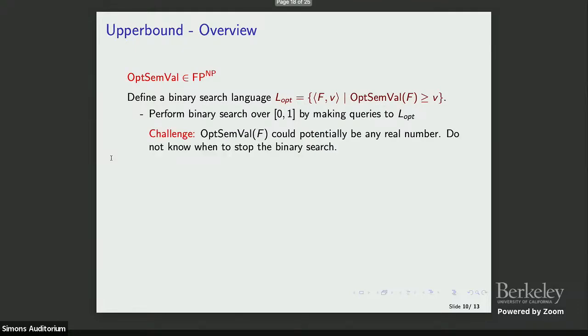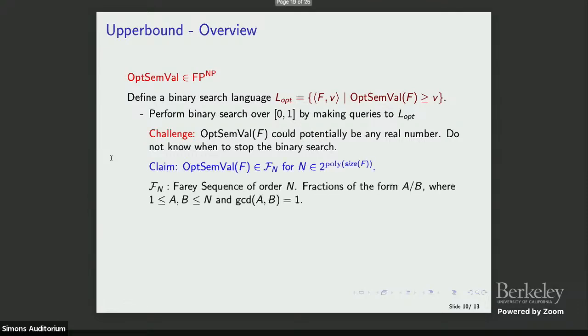Of course, the main challenge is that, again, these interpretations are on 0, 1. So what if this value is irrational or things like that? It's still possible. It doesn't exclude such possibilities. But what we can claim is that actually this falls in this sequence called Farey sequence, F_n, with n as in 2 to the polynomial in the size of the formula.